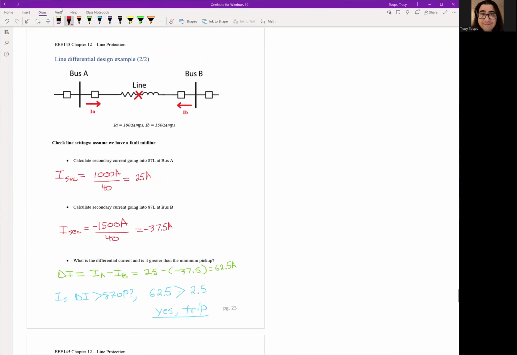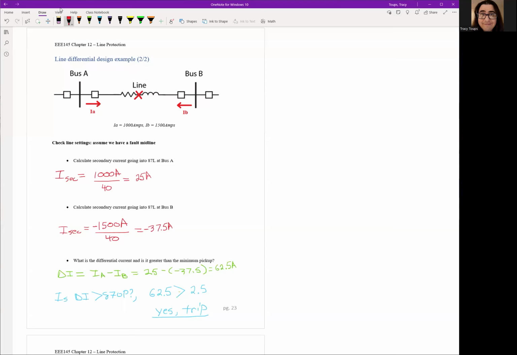So you have a fault inside the line. You have 1,000 amps flowing in from bus A. You have 1,500 amps flowing from bus B. It's very common for these currents not to be exactly the same because your system will not be perfectly balanced whenever you have a fault. So you might have more generation on one side and less on another. So don't be too shocked if the currents are different coming in from both lines.